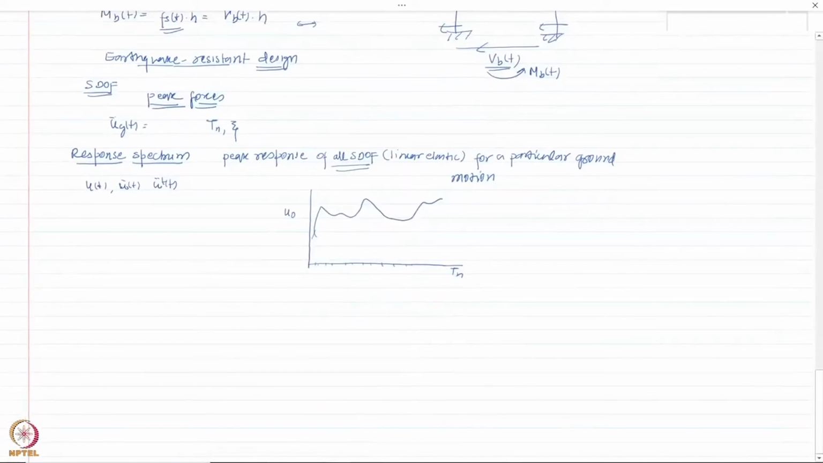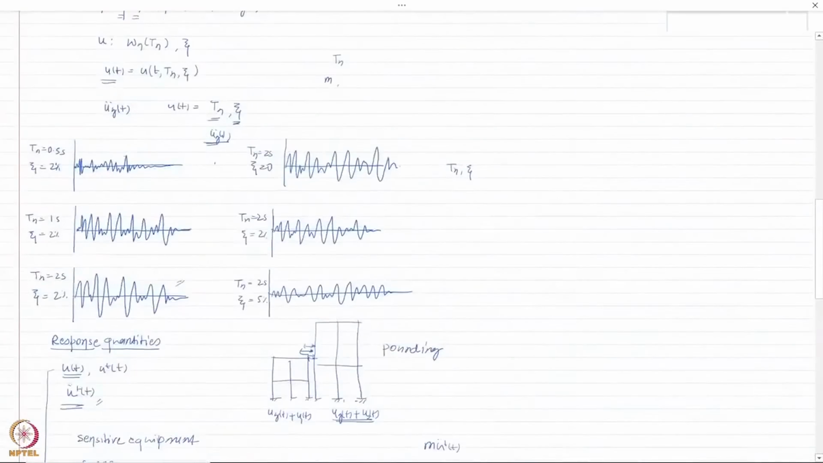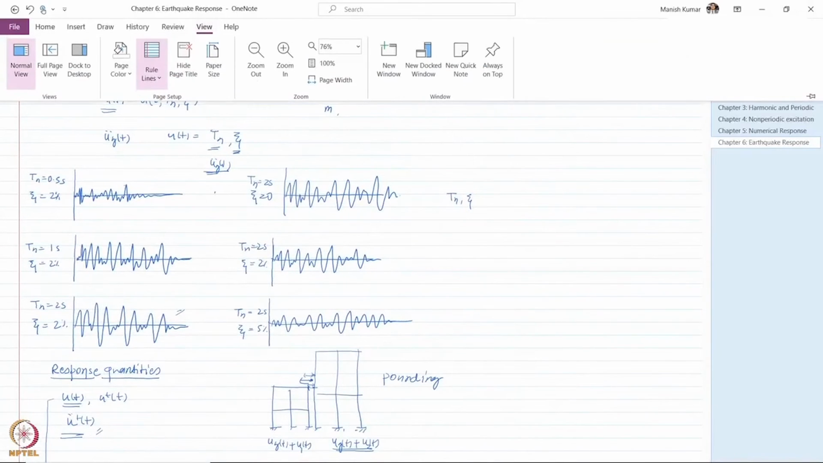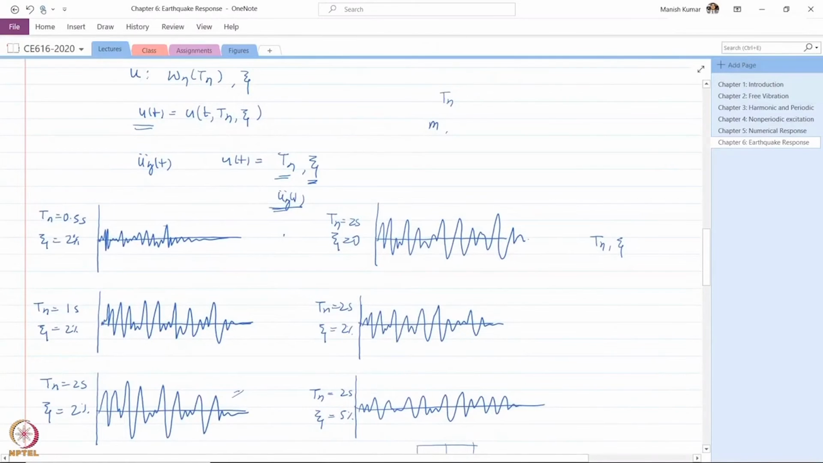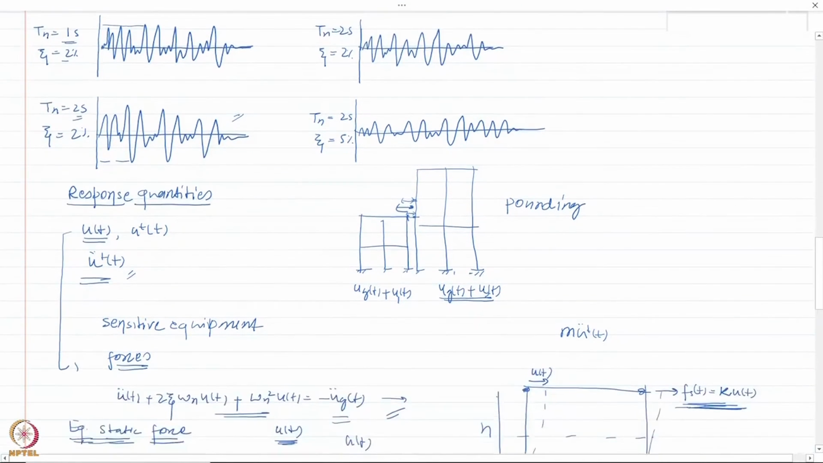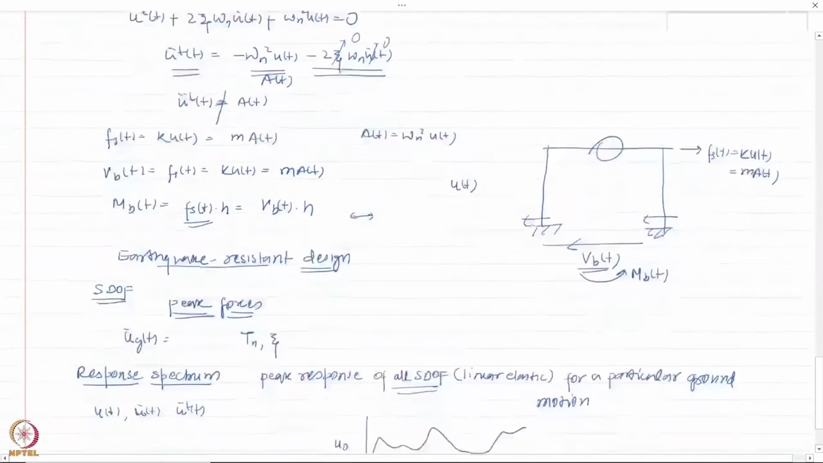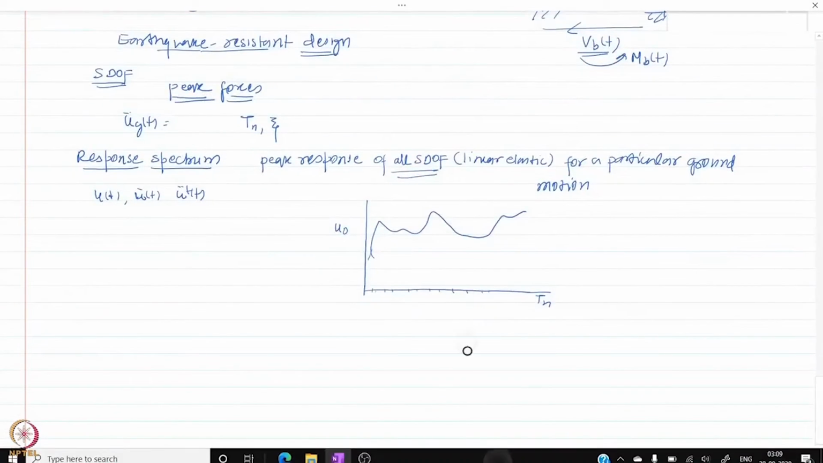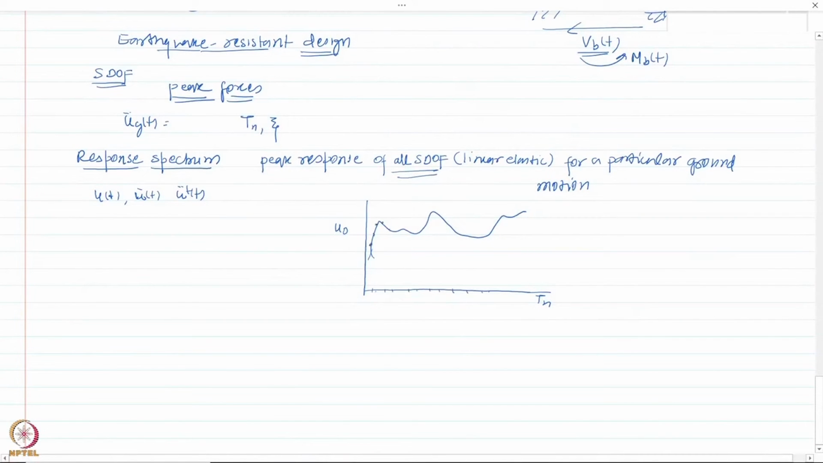If you go back to the graph that we had considered, this one. So remember, depending upon the value of Tn, whether it's 0.5 or 1 second or 2 seconds, I basically got different values of the peak response, isn't it? And similarly, different values of damping also give me different values of peak response. So now let us consider a single value of damping and different values of time period. I can perhaps plot the peak responses of this system for all possible values of Tn.